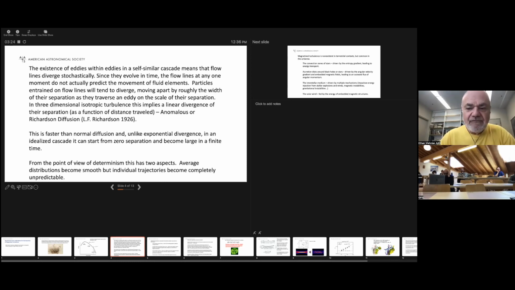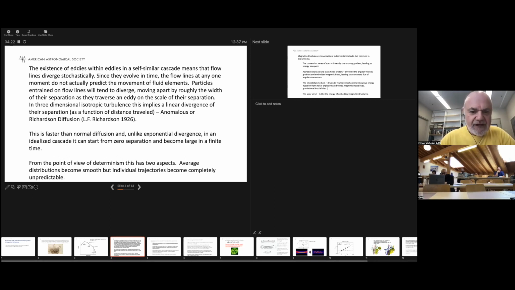Of course, this is not the way actual fluid elements move, because the turbulence itself evolves, but the evolution in time still shares that basic characteristic that you see a linear divergence in their separation as a function of distance traveled, which is not the same thing as time because the velocities change. And this is anomalous or Richardson diffusion, and we've known about this for almost 100 years now. What's not often appreciated, or at least was neglected in my education, was that not only is this faster than normal diffusion, but it is qualitatively different from exponential divergence, which is often thought of as the default case.